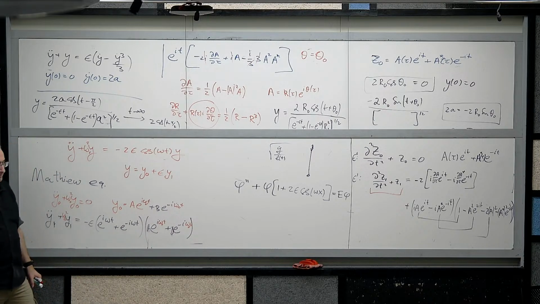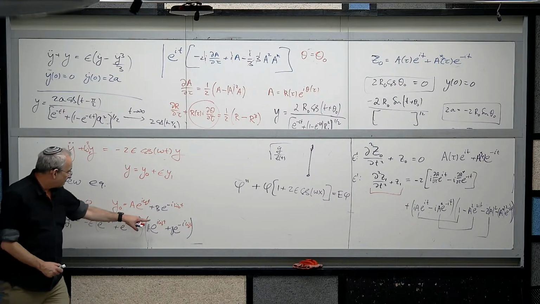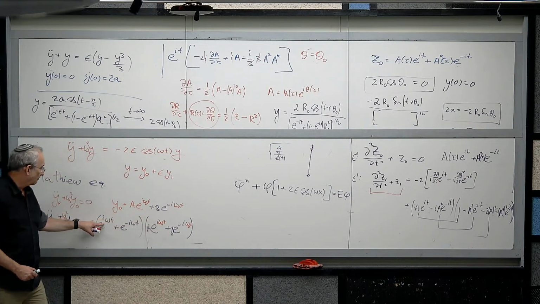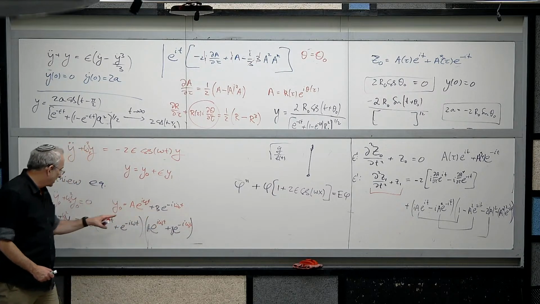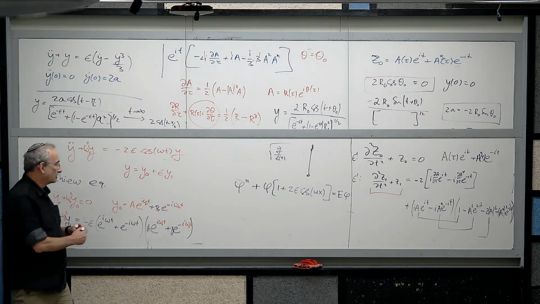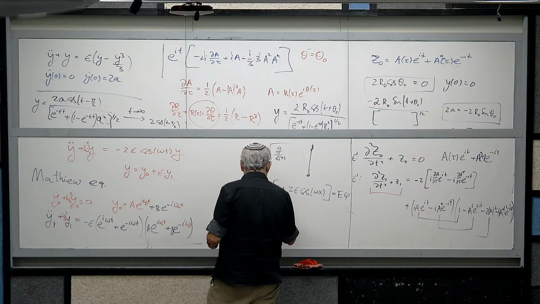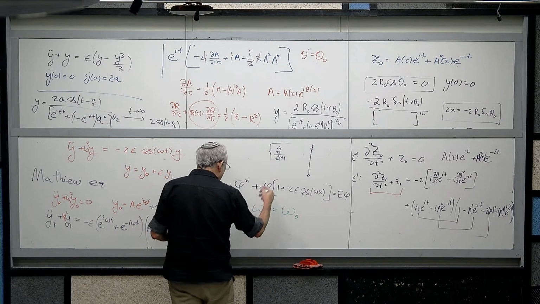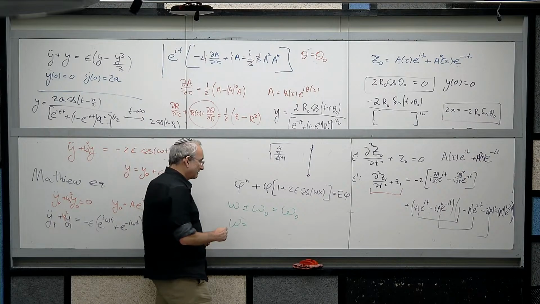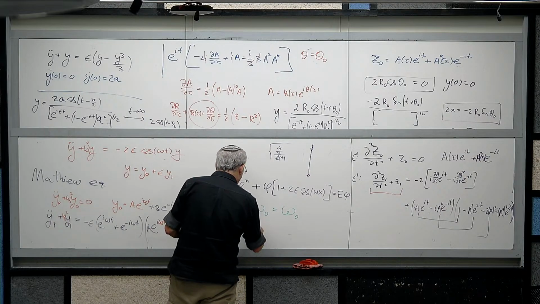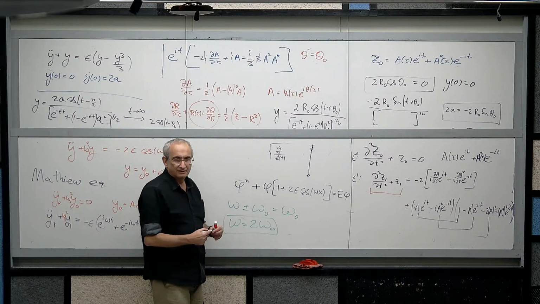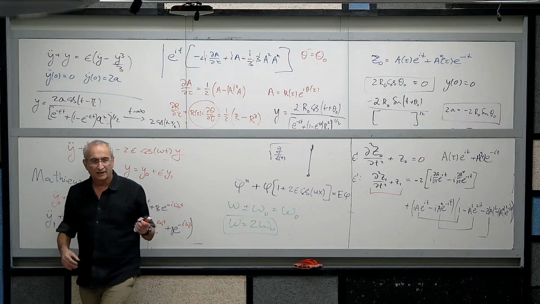So what I want is that omega plus omega naught or omega minus omega naught will be equal to omega naught. So the conditions are omega plus or minus omega naught equals omega naught, which is either omega equals 0, that is not, or, what's more important, omega equals 2 omega naught. This is the condition for resonance.